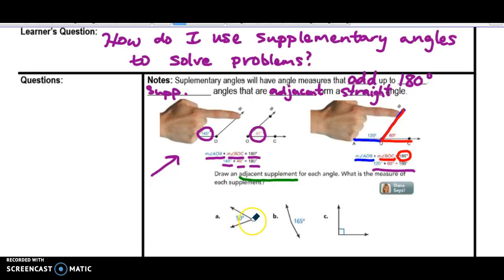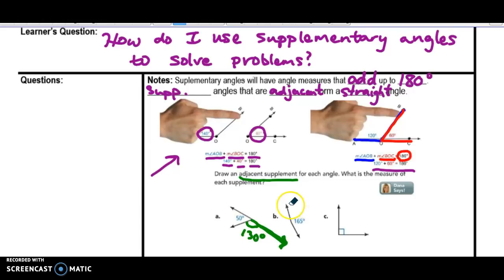So if this is a 50-degree angle, and I want to make it so that this angle next to it forms a straight line when you put them together, then I'm just going to extend this ray out this way. And now I know that the measure of this angle must be 130 degrees because 50 plus 130 equals 180.